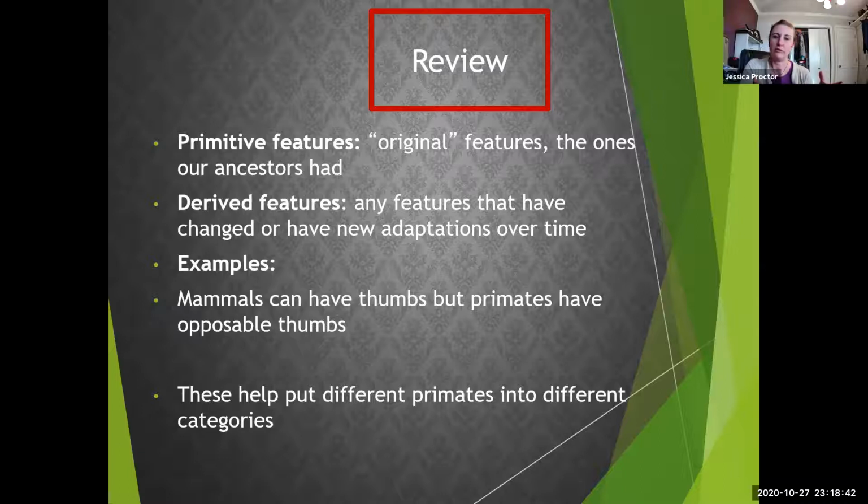Whereas the derived features, those are the features that have evolved more recently in evolutionary past. So derived features are generally just going to encompass a specific grouping, just the platyrrhines, or just the catarrhines, or just the hominoids, for example. So we'll talk about those derived features in more detail in the upcoming slides. So some examples: mammals may have thumbs, but only primates have opposable thumbs. So thumbs in general would be a primitive trait, but the derived trait would be the opposable thumbs. So these help put primates into different taxonomic categories.